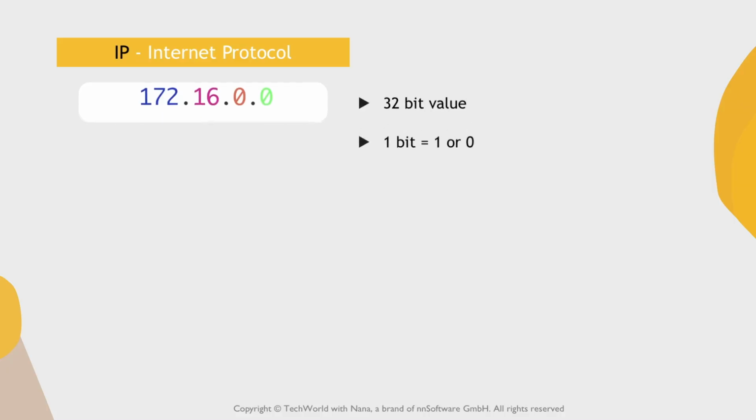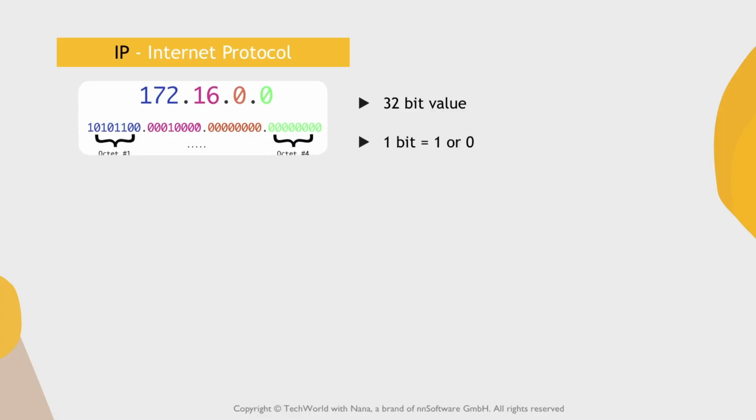So IP address is basically a 32-bit value. One bit is essentially a value of 1 or 0. Now, we don't need to go into details here, but important to know that an IP address or IPv4 address is composed of 32 bits. So basically 32 ones or zeros here. And what are those dots between them?